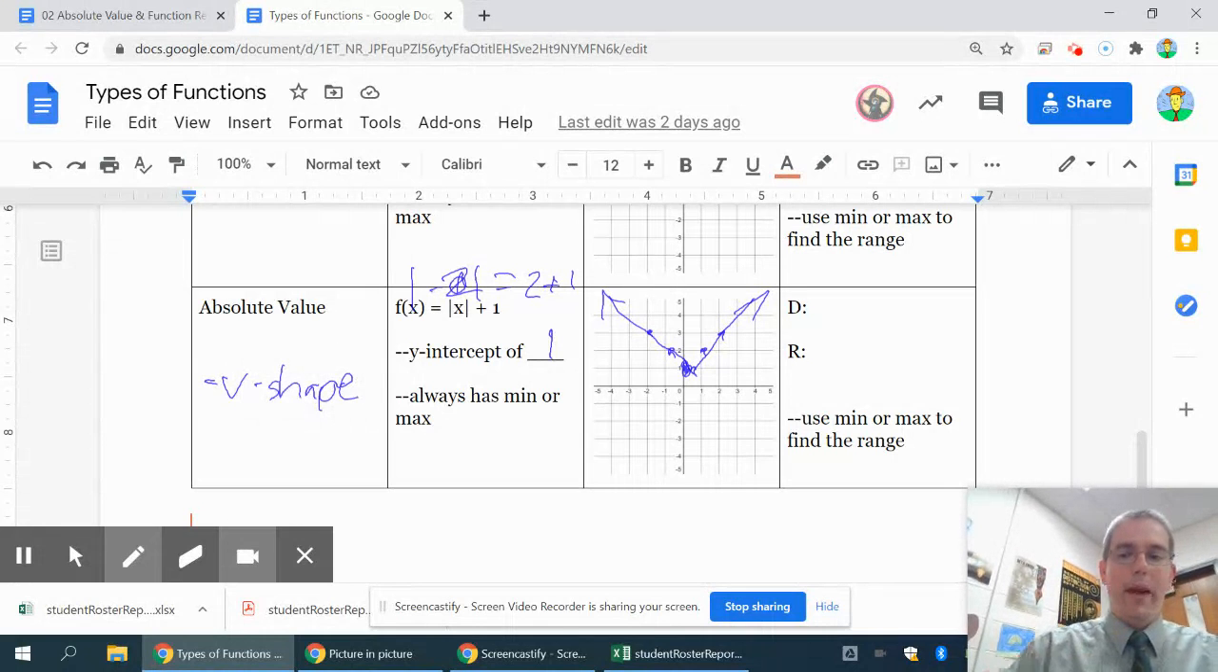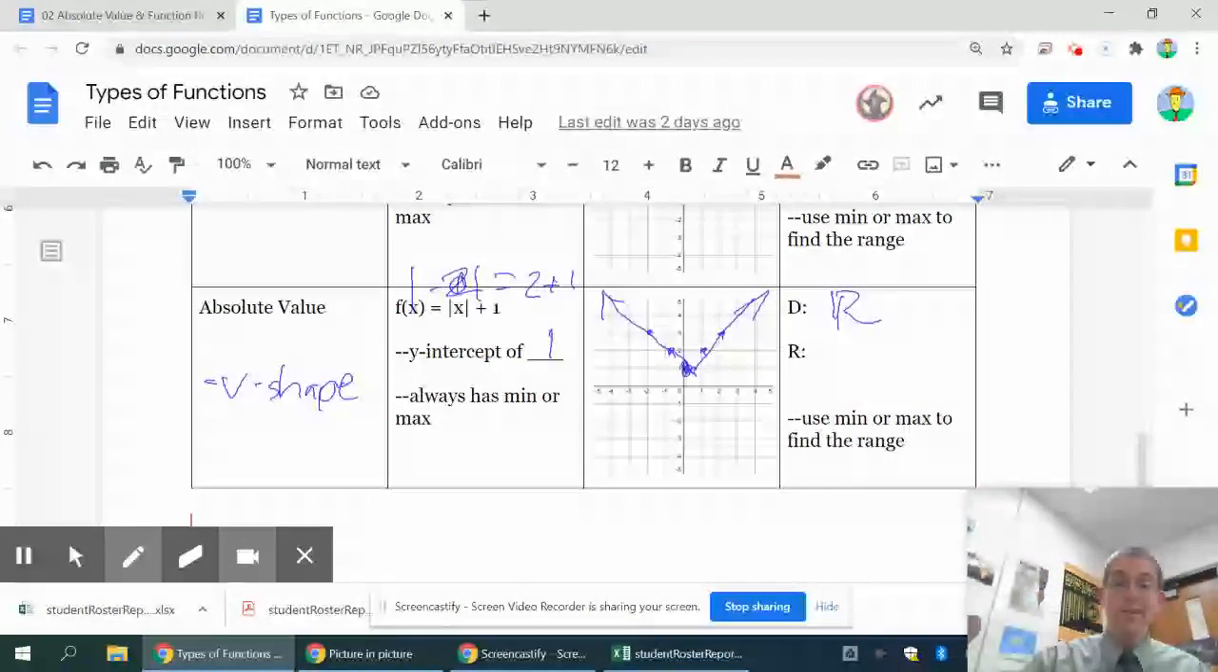Now, domain again. Notice the x values keep getting positive. They keep getting negative, so my domain is all real numbers. You might think the domain is always all real numbers. It's not, but it is a lot of the times.